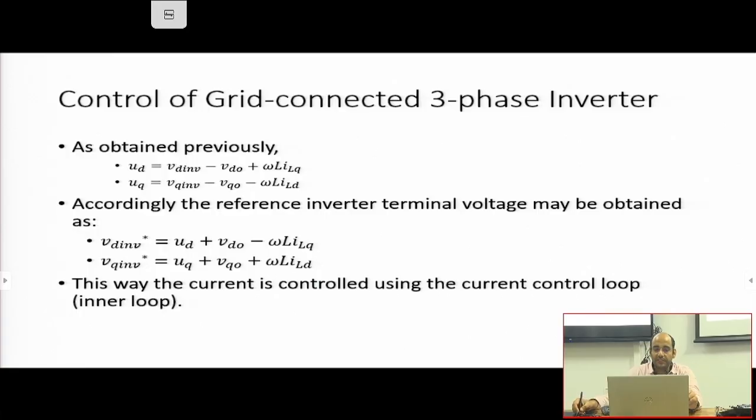So we have developed this equation that we get from a PI controller, and UD is equal to some terms which contain the inverter terminal voltage. So you can rearrange these things. You can keep this one on one side and take out others on the other side. So you get these equations. So your inverter voltage reference in the D axis and the Q axis can be obtained by these terms. While the first terms UD and UQ will come from a PI controller, the other terms will come from measurement.